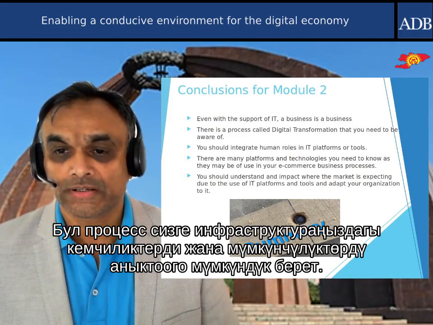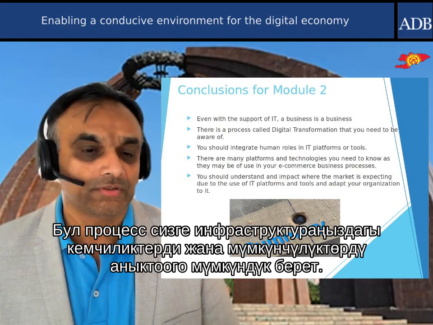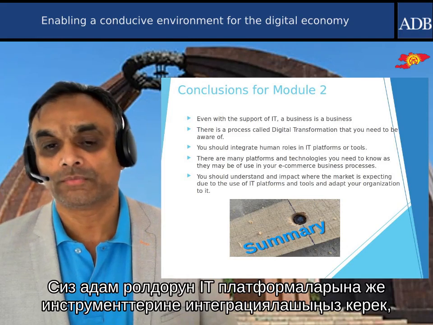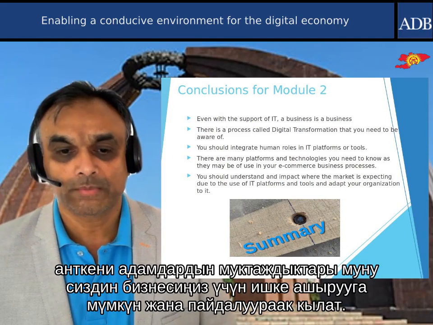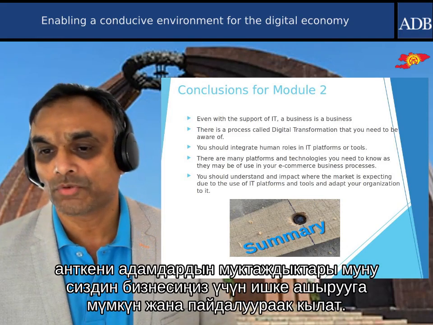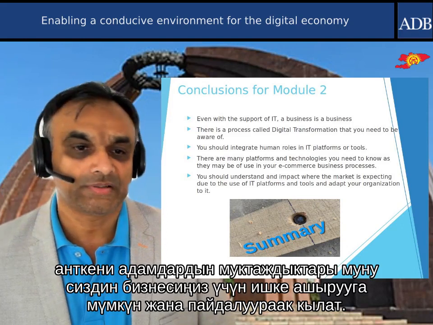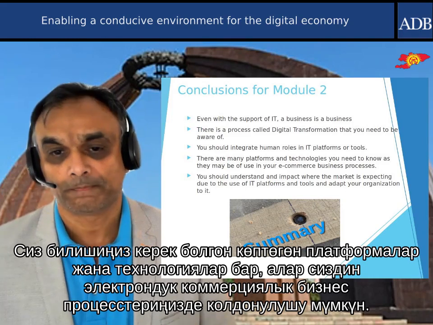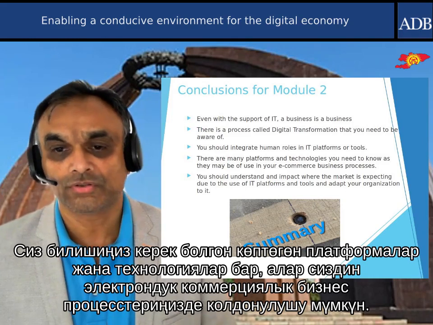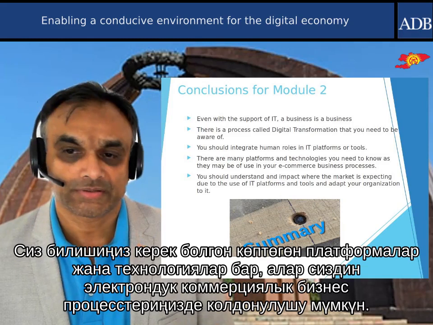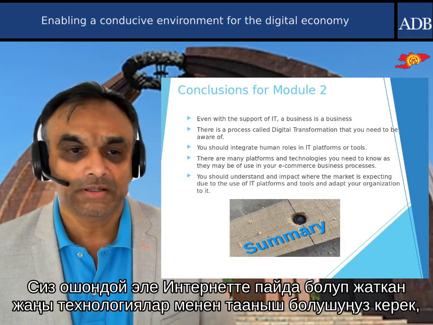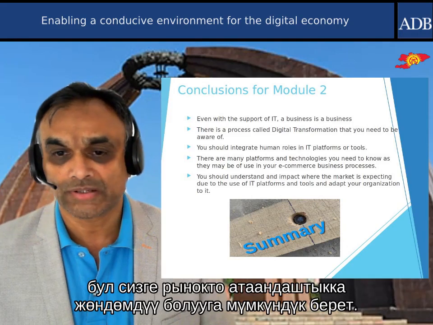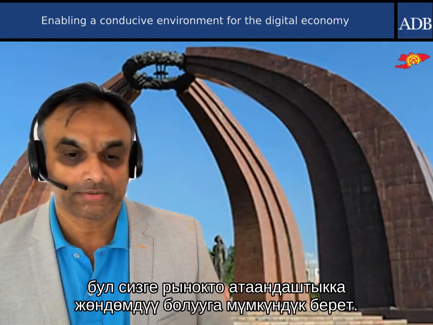This will enable you to identify the gaps and the opportunities in your infrastructure. You should integrate human roles in IT platforms or tools, because the requirement of humans will make this more possible and more fruitful for your business. There are many platforms and technologies you need to know, as they may be of use in your e-commerce business process. You also need to be familiar with the emerging technologies that are coming online that will allow you to stay competitive in the marketplace.